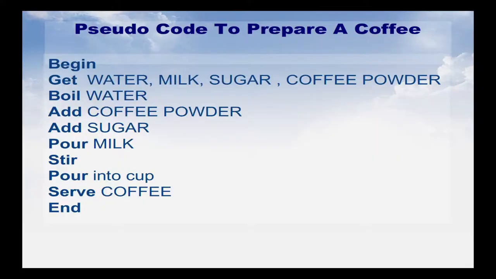Let us now see how we can write pseudocode for our good old problem, that is the problem of making coffee. Every pseudocode begins with the keyword begin and stops with end. Please notice the pseudocode over the console. Here you can see the pseudocode begins with the keyword begin and ends with the keyword end. In the middle, you have the statements for getting input from the user, that is for the purpose of making coffee, you get the input, that is water, milk, sugar, coffee powder, then the process of boiling the water, adding coffee powder, adding sugar and adding milk, then the stirring operation, then pouring the coffee into the cup, then serving the coffee.